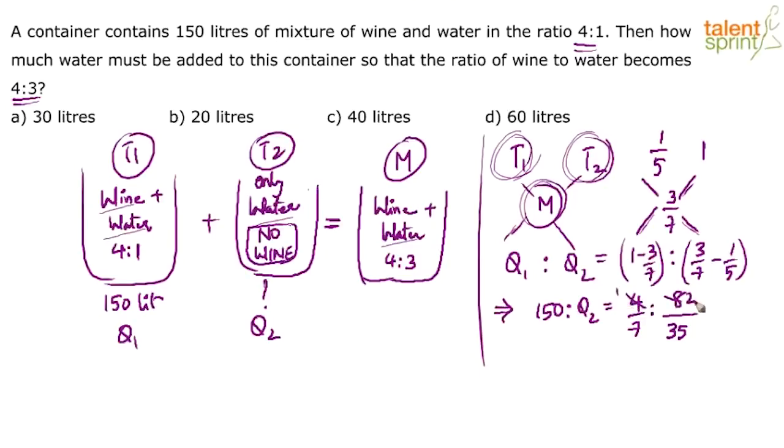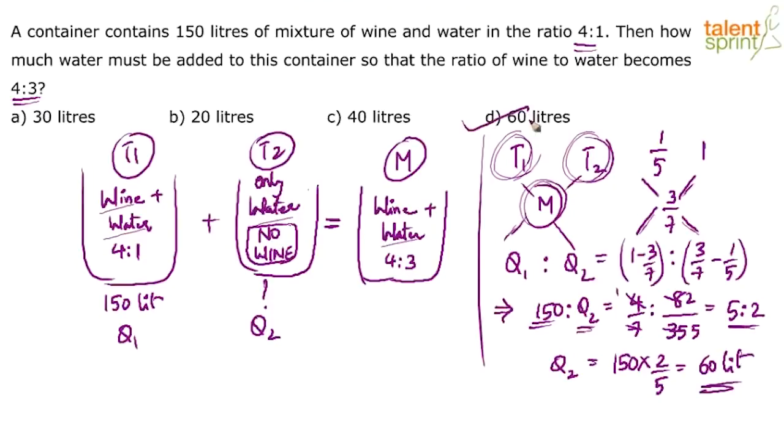So 4 by 7 is 20 by 35, and 8 by 35 is to 20 by 35 reduces to 2 is to 5. So finally what we get is 5 is to 2. The ratio becomes 5 is to 2. So 150 is to Q2 equals 5 is to 2. So what will be Q2 here? Q2 will be 150 into 2 by 5, which comes out to be 60 liters.